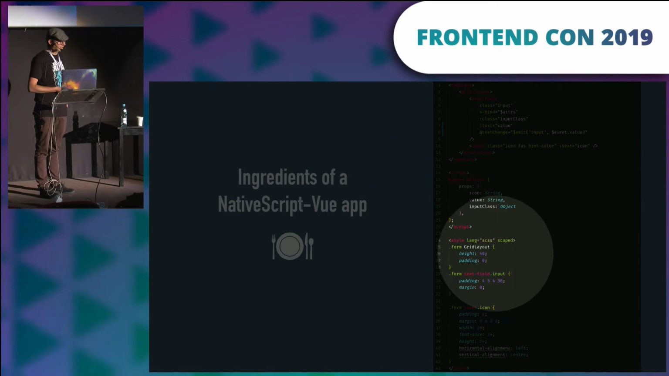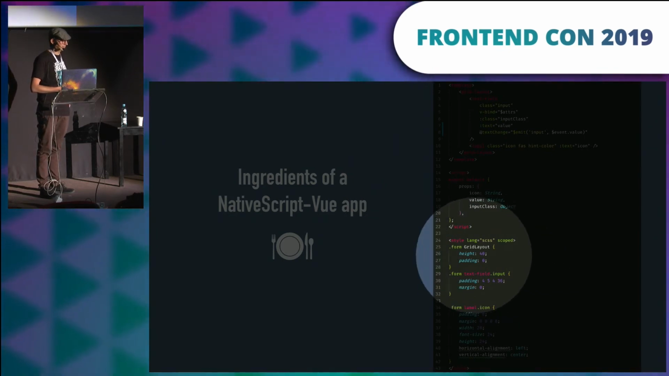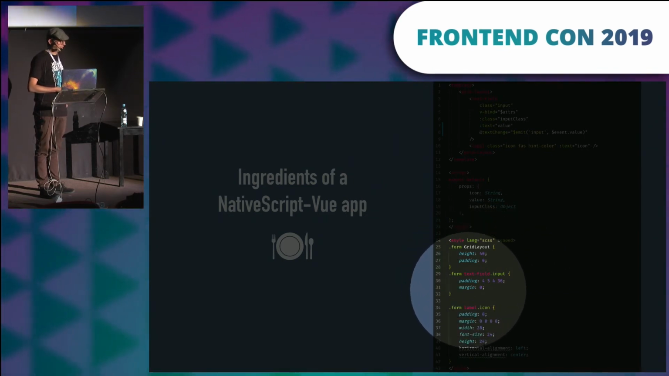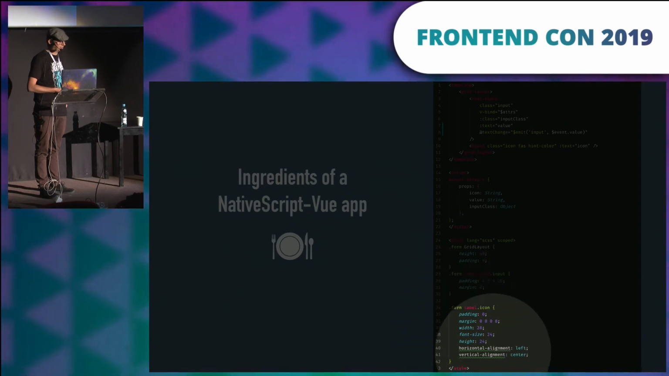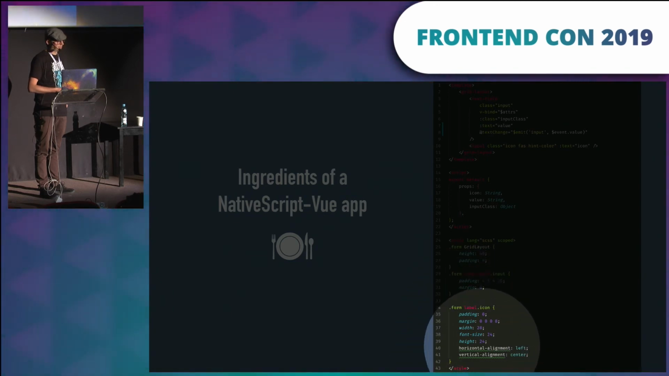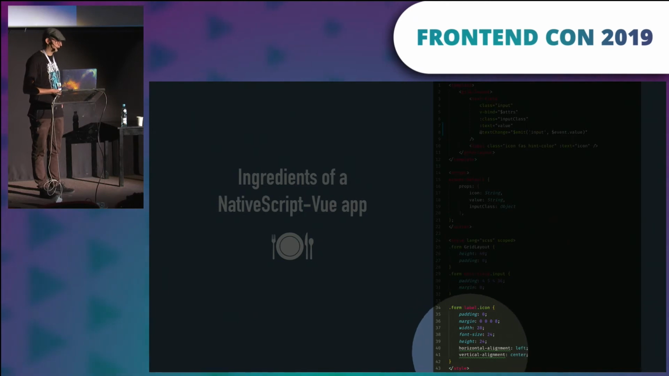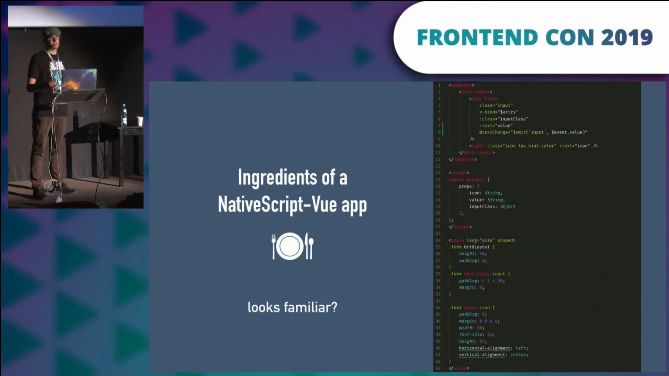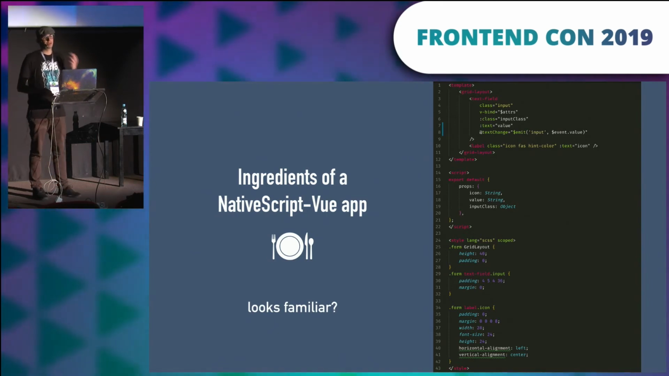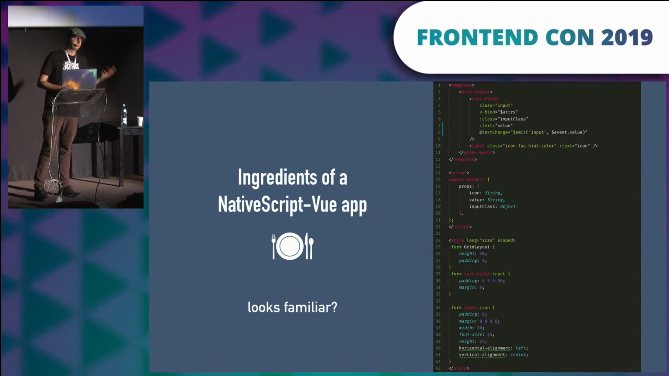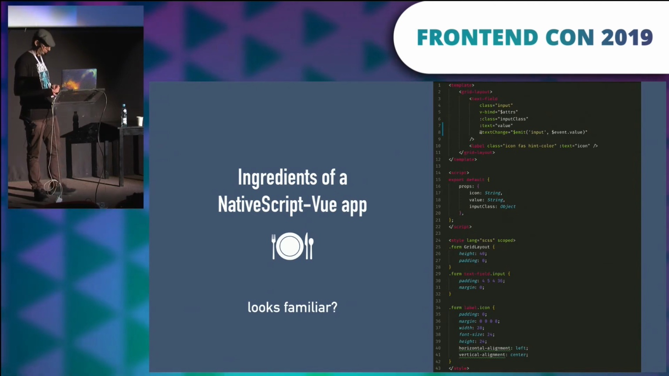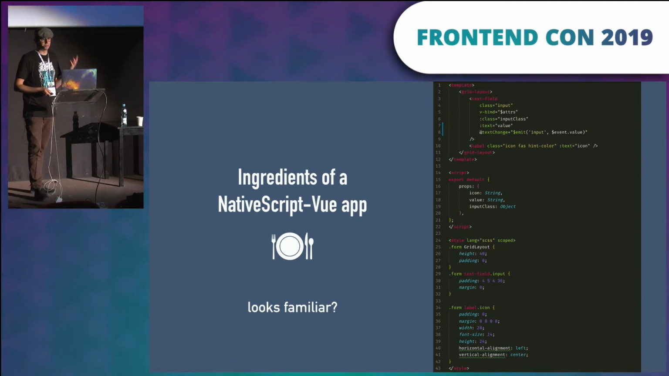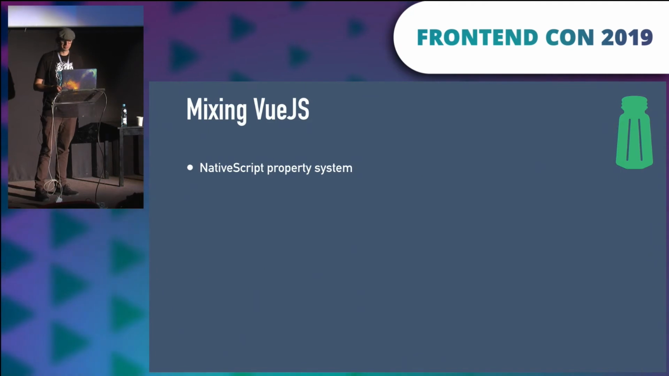You can use CSS, scopes. Everything looks very familiar, except those weird properties that only work on NativeScript. But yeah, it's fine. So it looks very familiar. It feels very familiar. If you are a Vue.js developer, moving to NativeScript-Vue will feel like you are at home.